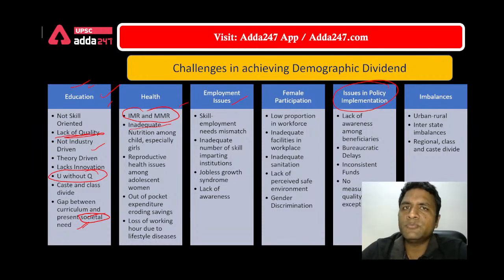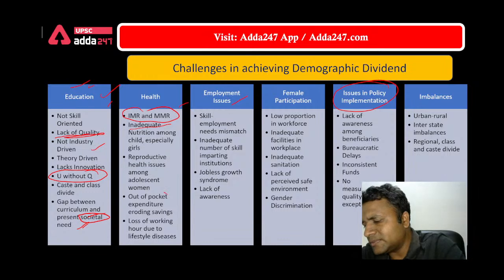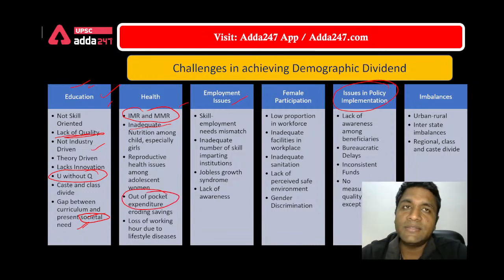And many of the girls, most of the girls, remain anemic. So these are the things that we will have to take care of. Also, adolescent women struggle with their health issues, and that also has to be taken care of. And nowadays things are improving, but again, they need to take care of their hygiene, they need to take care of their reproductive health.